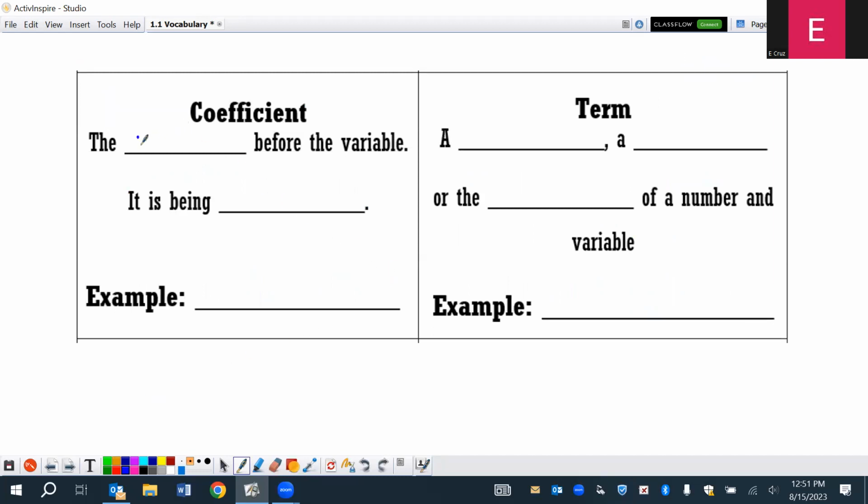Coefficient is the number before the variable, before the letter. It is being multiplied. So for example, 5x, the 5 is the number before the variable. That is the coefficient.